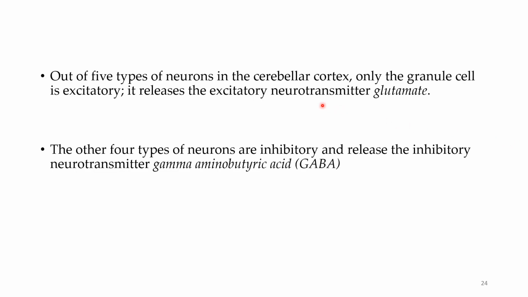Out of the 5 types of neurons we have seen in the cerebellar cortex, only the granule cell is excitatory. It releases glutamate as a neurotransmitter. The other 4 types are inhibitory and they release GABA, that is gamma-aminobutyric acid, as the neurotransmitter.